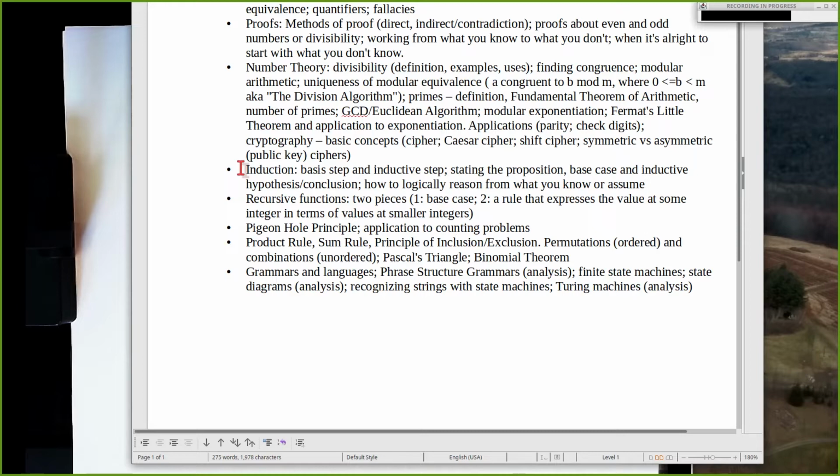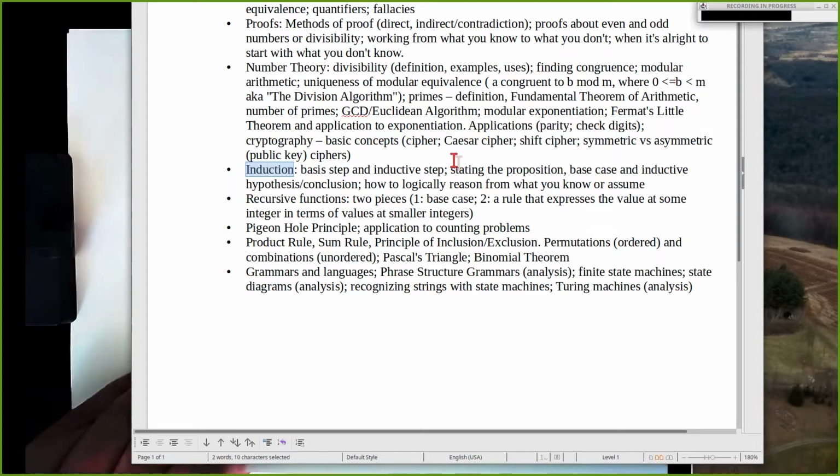Alright, and then we looped back and we talked about mathematical induction. And this was the part that most critically ties into computer science. And it ties into recursion. And so induction, remember, there's two steps to doing an inductive proof.